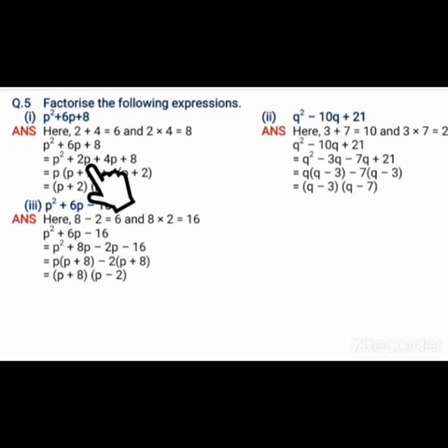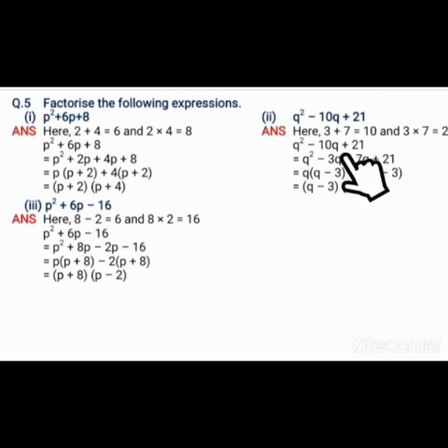Now you have to take groups. The first group is p square plus 2p and the second group is 4p plus 8. In the first group p is a common factor, in the second group 4 is a common factor. In between, p plus 2, p plus 2. So our required factor is (p plus 2) in one bracket and (p plus 4) in the second bracket.